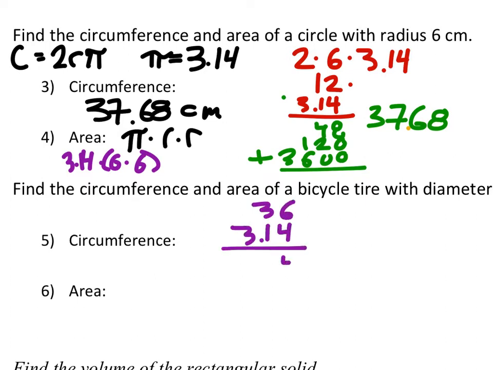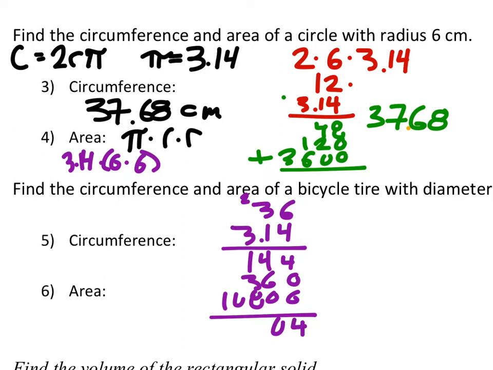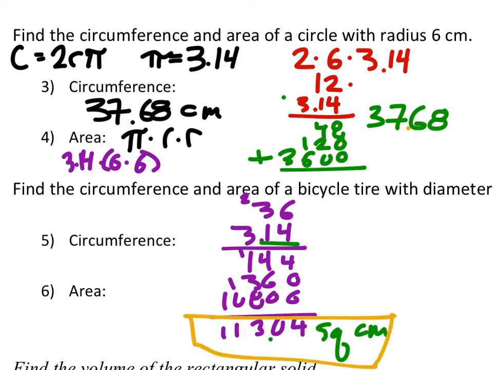4 times 6 is 24. 12, 14, tens position, hundreds position, that's 18, 9, 10. So I get 4, 0, carry the 1, 8, 10, 13, 9, 11. But I still need these 2 place values, so it'd be 113.04 in square centimeters. There it is. That was for number 4, by the way.